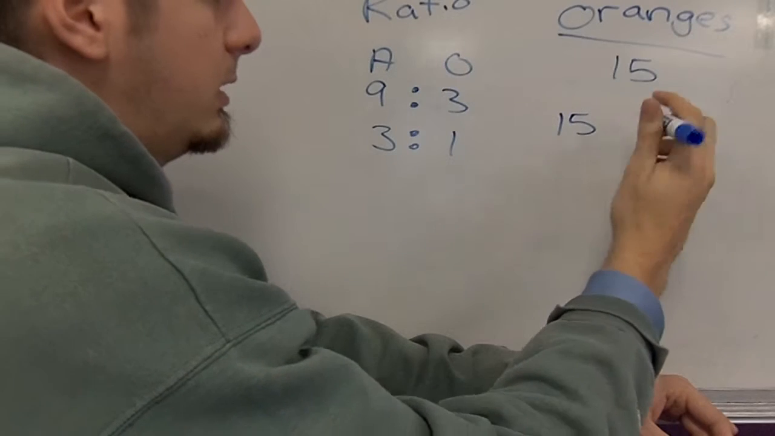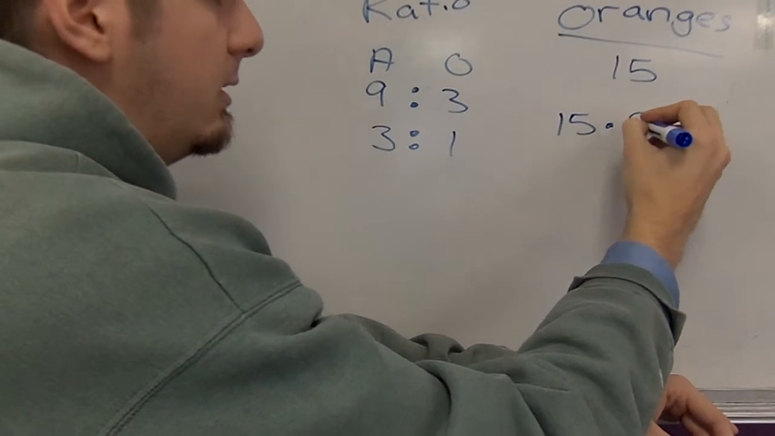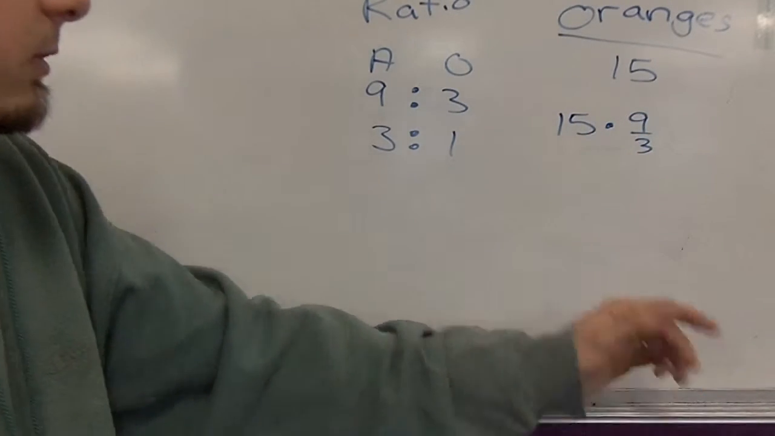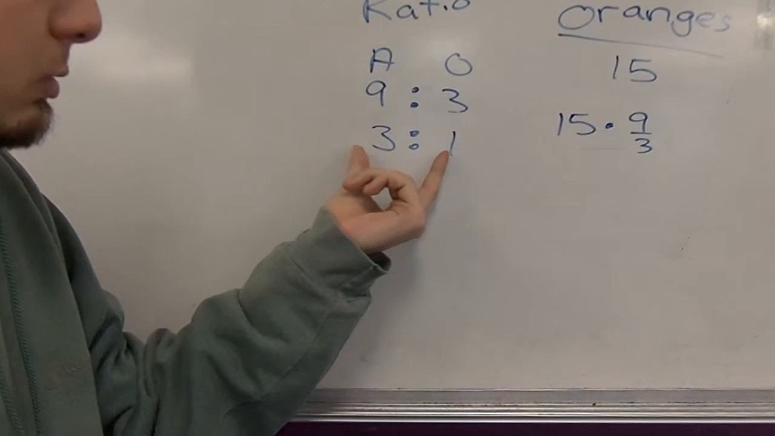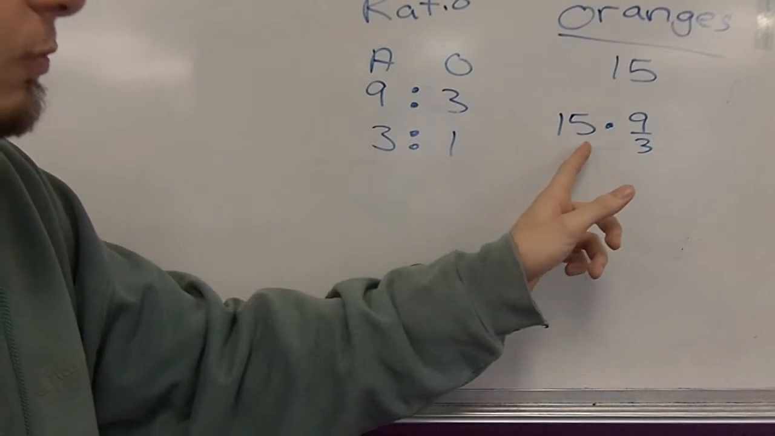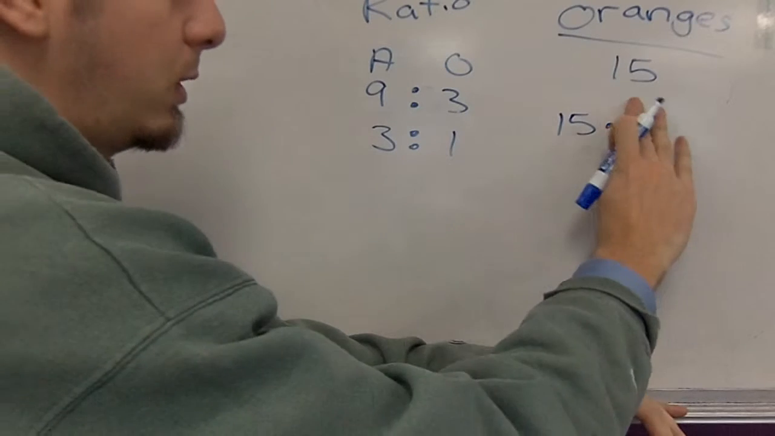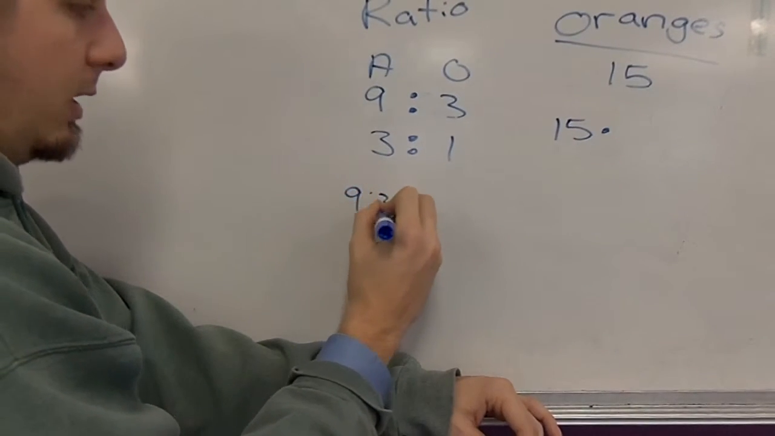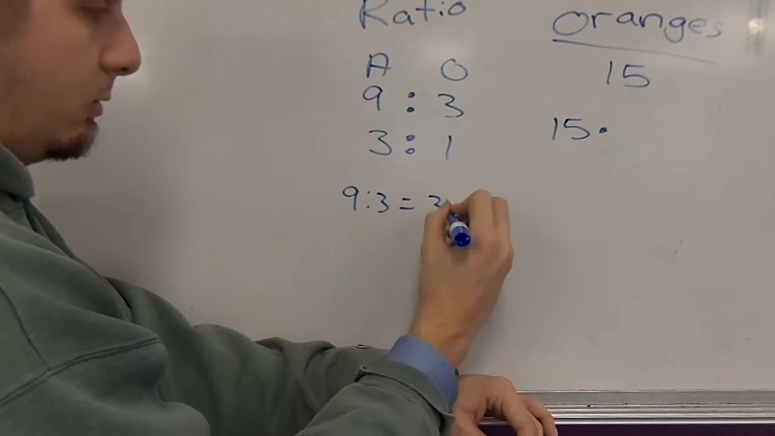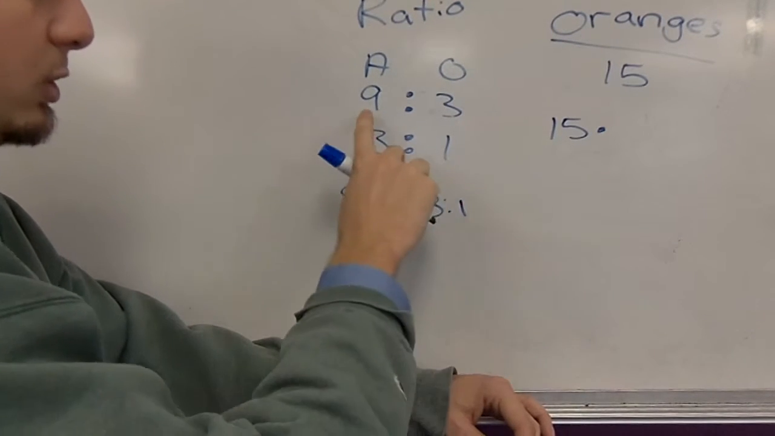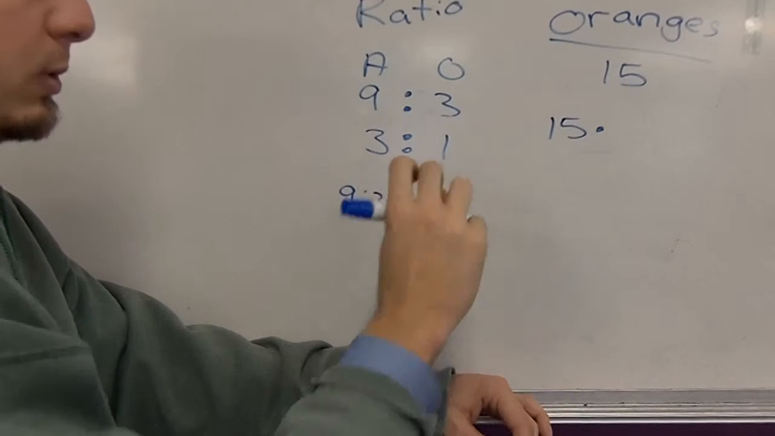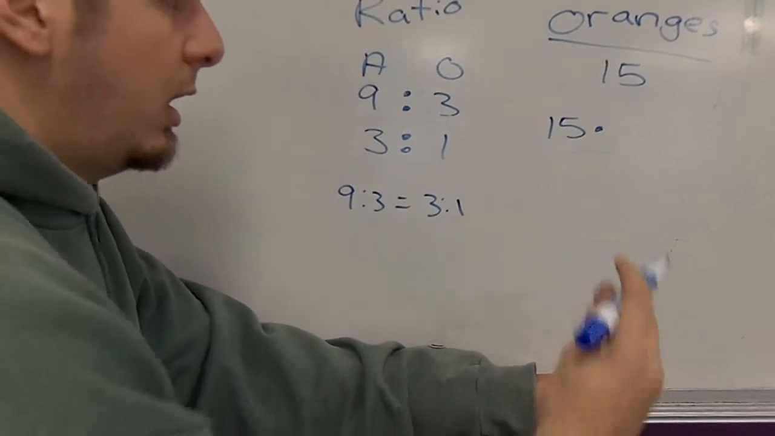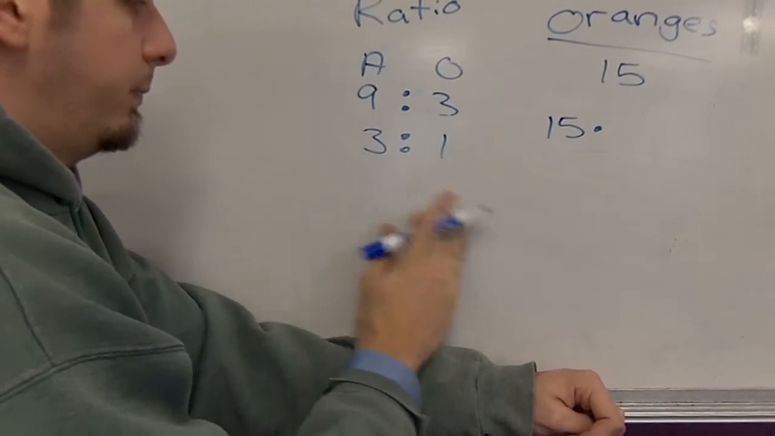So we're going to take 15 and multiply it by 9/3, or if you had converted this ratio to 3 over 1, you could just do 15 times 3. That works as well, because the 9 to 3 ratio is equal to the 3 to 1 ratio. They're the same thing. So you could use 9/3 or 3 over 1. Either one works. I'll do 9/3 for now.